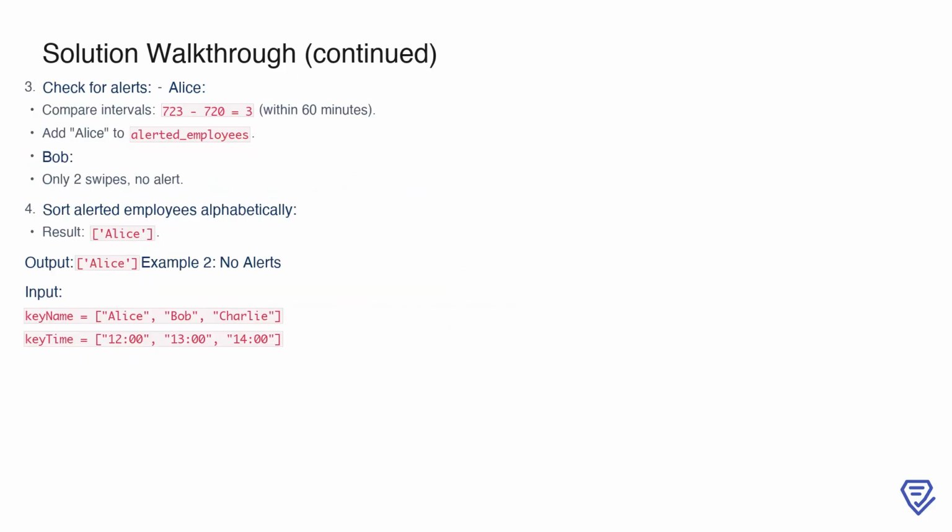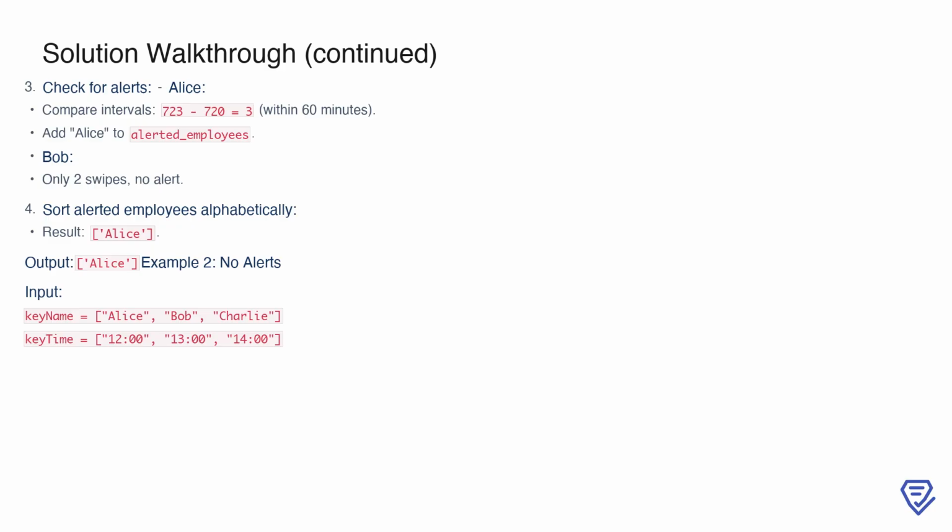After grouping and sorting the swipe times, the next step is to check if any employee swiped their keycard 3 or more times within a 1-hour period. Starting with Alice, we compare the time intervals between her swipes. Her earliest swipe at 720 minutes and her latest within 3 entries at 723 minutes show a difference of just 3 minutes, which is within the 1-hour threshold. Therefore, we add Alice to the alerted_employees list.